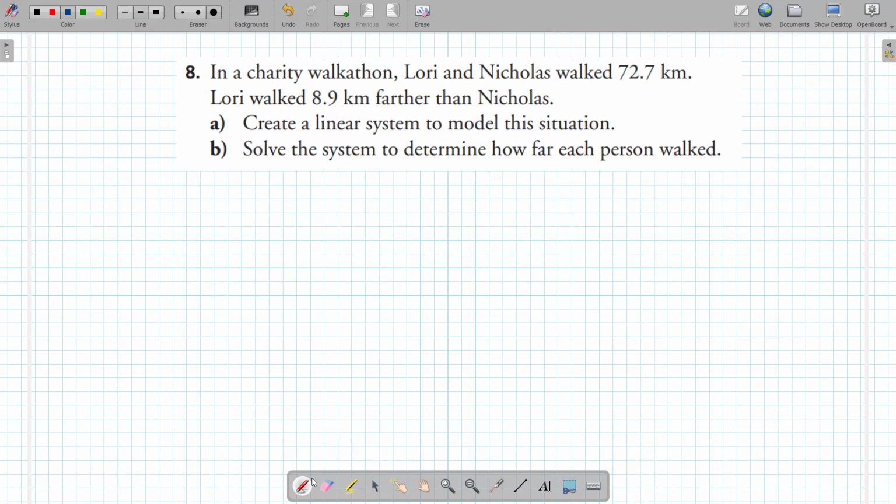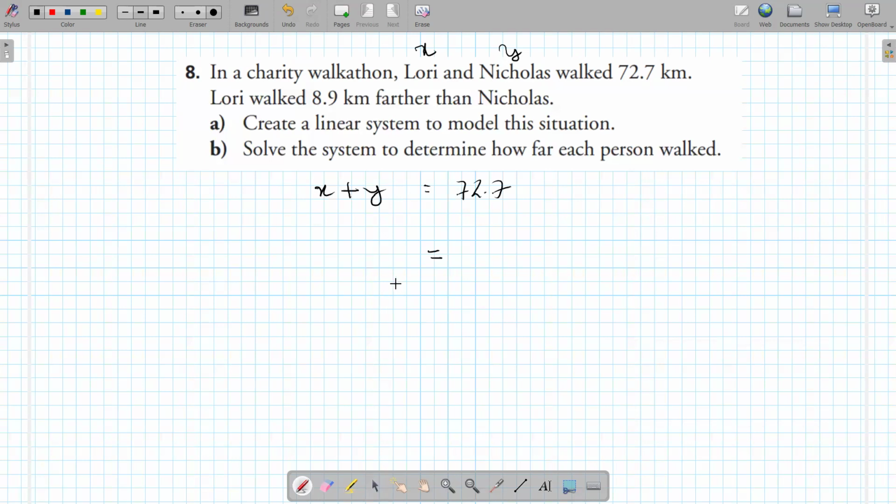So again, it makes things easier if you just assume what x and y is. Let's say x is the distance Lori walked, and y is the distance Nicholas walked. So we know they walked together in total 72.7. What's on the left side of this equation? X plus Y. Yeah, that's it. And now the second equation. Lori walked 8.9 kilometers farther than Nicholas.